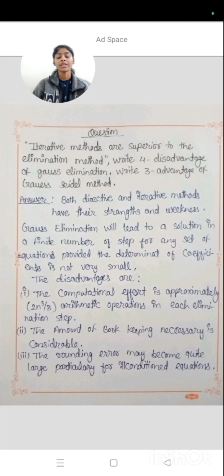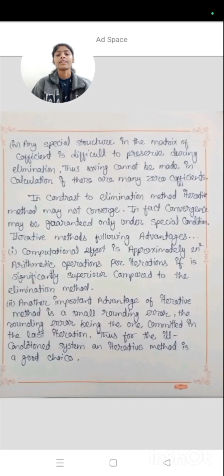disadvantage is rounding error may become quite large, particularly for ill-conditioned equations, and fourth disadvantage is any special structure in the matrix of coefficients is difficult to preserve during the elimination. Thus saving cannot be made in calculation if there are many zero coefficients.